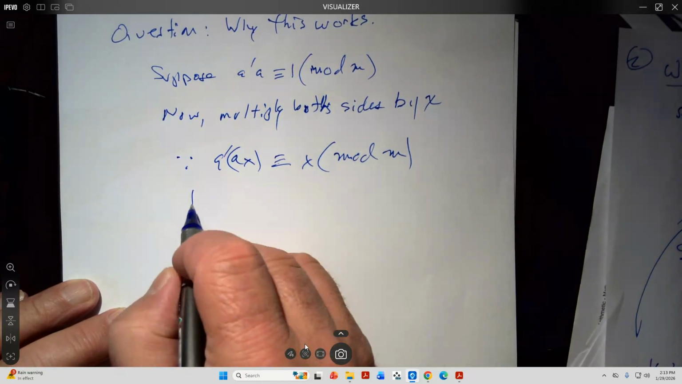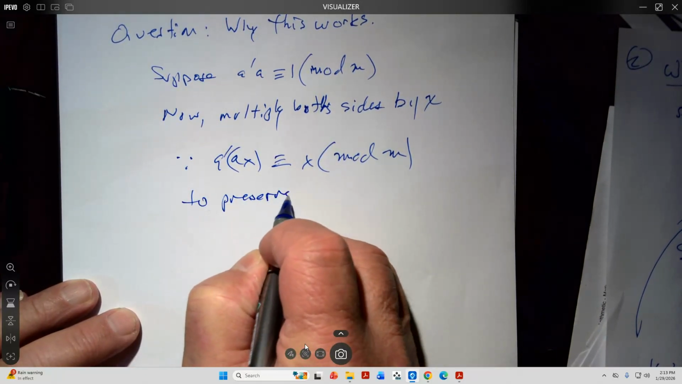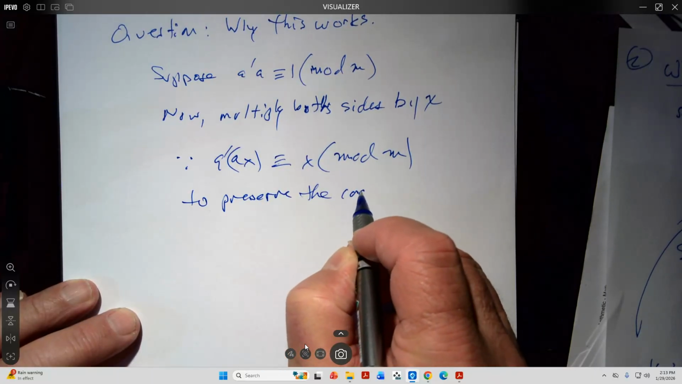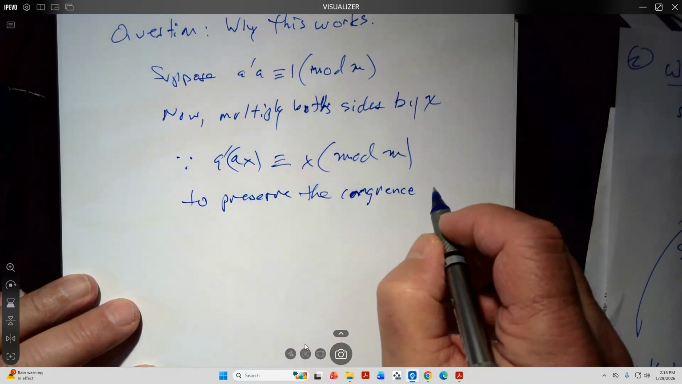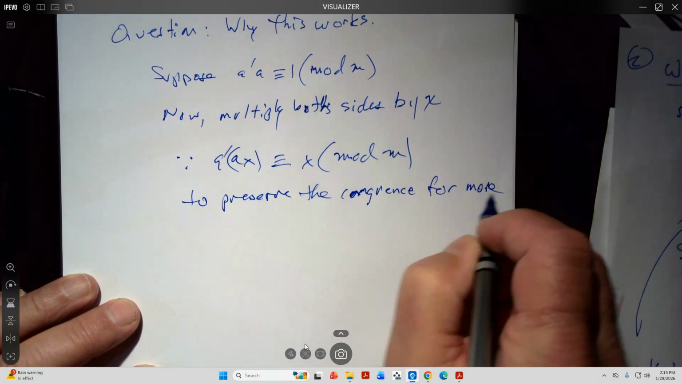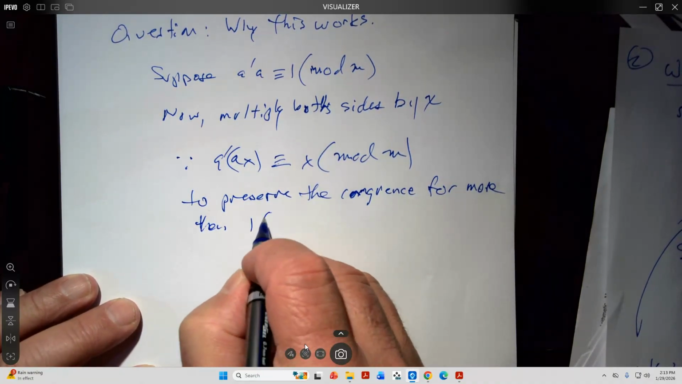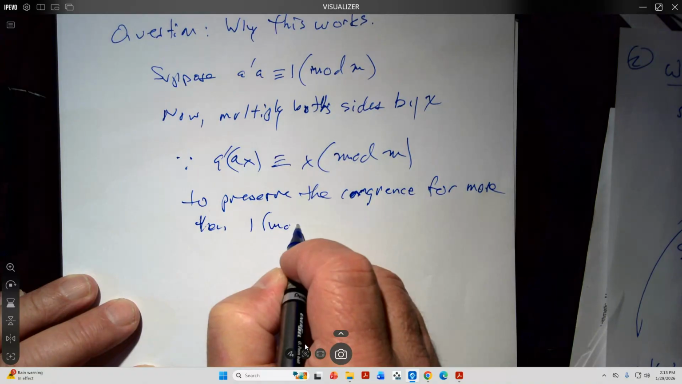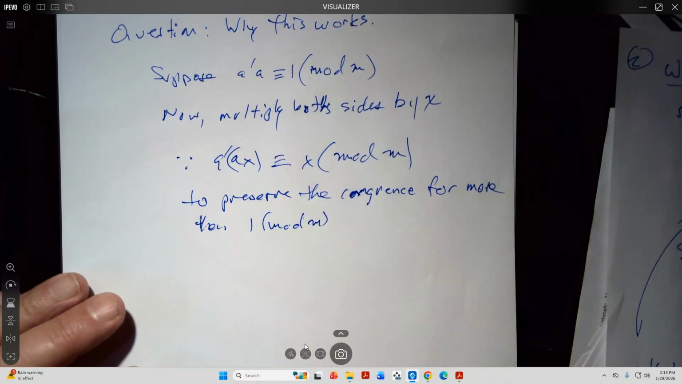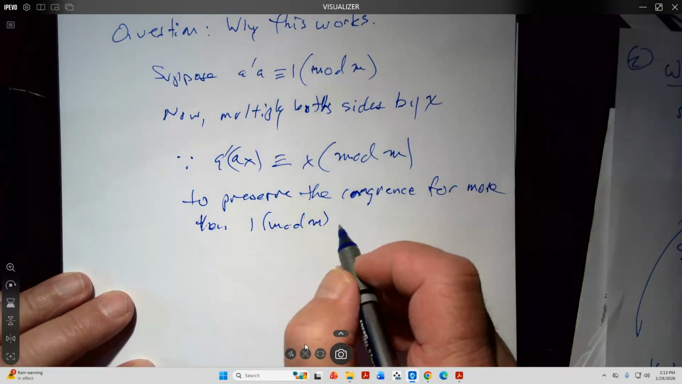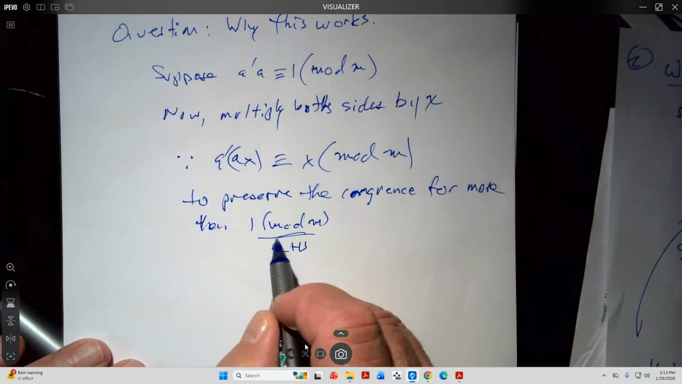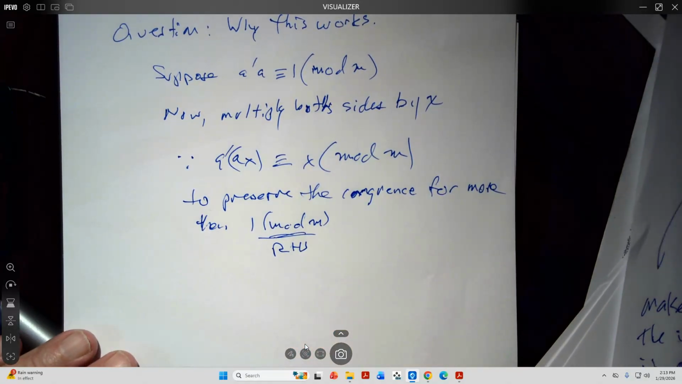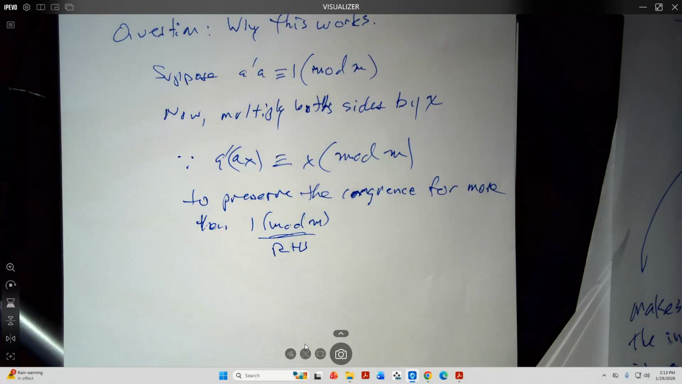So that preserves the congruence for more than 1 mod M, this right-hand side. Okay, I mean that's pretty much it.